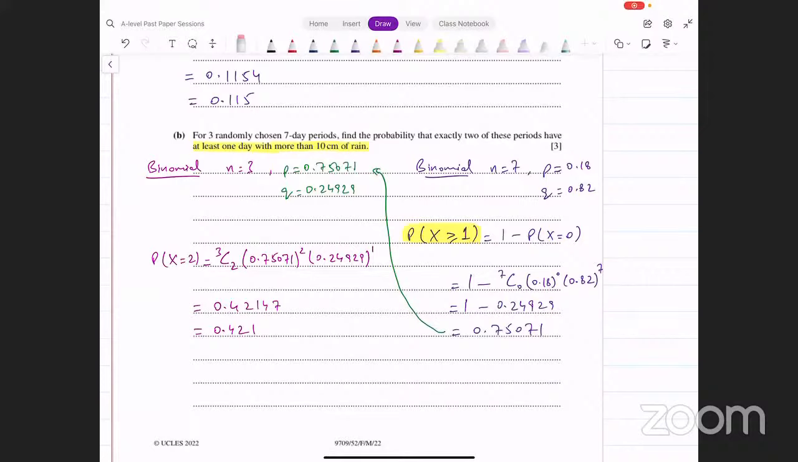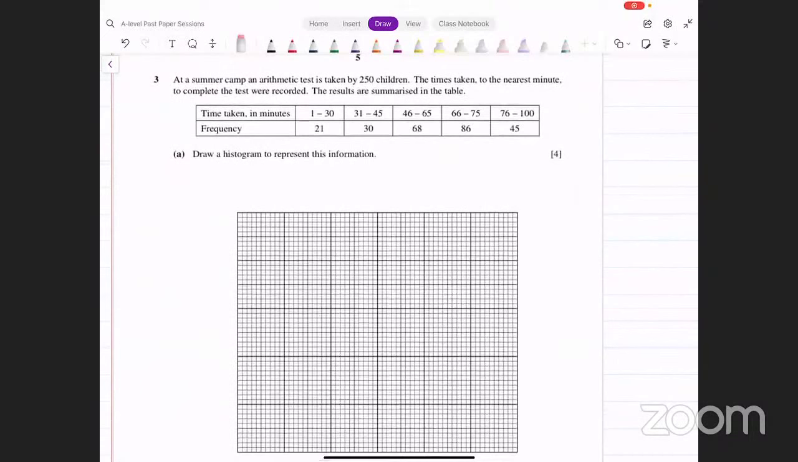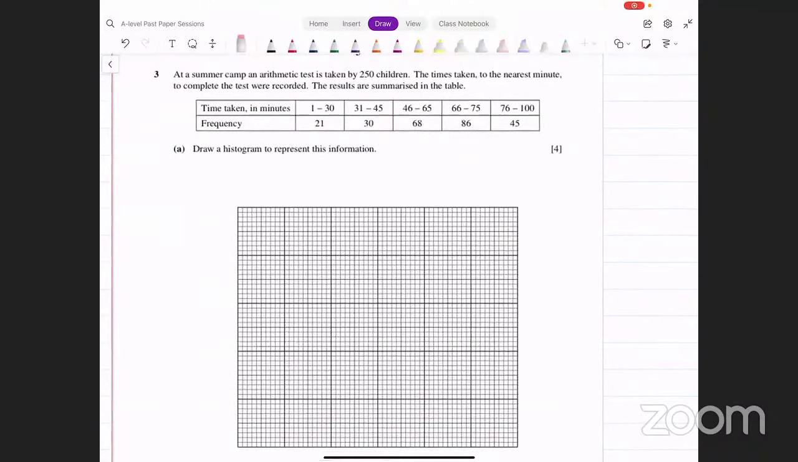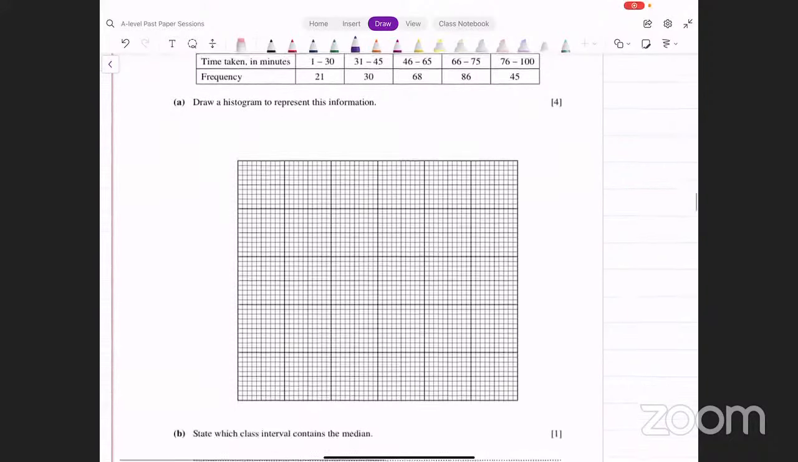Okay, let's move on to the next one. Next we have, so at a summer camp, an arithmetic test is taken by 250 children. The times taken to the nearest minute to complete the test were recorded. The results are summarized in the table. Okay. So there are 250 children in total, and they're taking this arithmetic test. Times उनके आपने note किए हैं. You've got this table. We have to draw a histogram to represent this information.